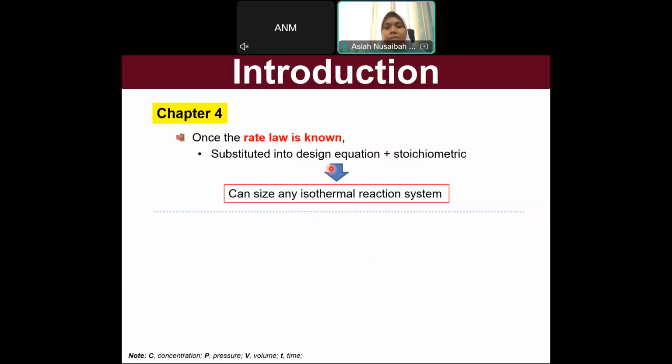Okay, in chapter 4, we learned how to find the size of a flow reactor and also the time for a batch reactor, whereby we already know the rate law. It means that we can write the rate law, for example, RA equals KCA. We know what CA is, based on chapter 3, the stoichiometric table. So that's what we learned in chapter 4.